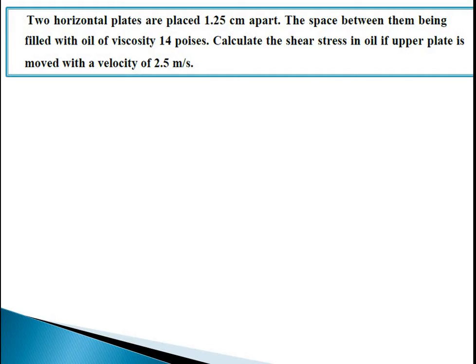Same problem as we solved in the previous one. Two horizontal plates placed at distance of 1.25 centimeter apart. Here the distance is more. The space between them is filled with the oil of viscosity 14 poise. Now here poise is required to be converted into Newton second per meter square. Now calculate the shear stress in oil if upper plate is moved with velocity of 2.5 meter per second. That is, u final is given.